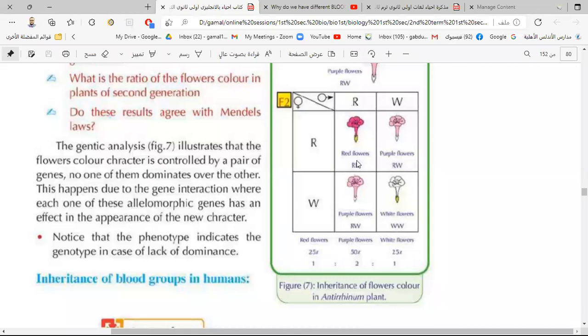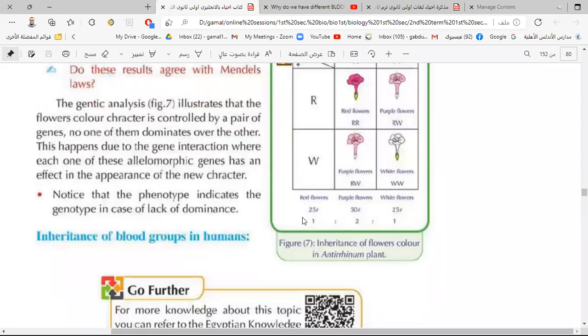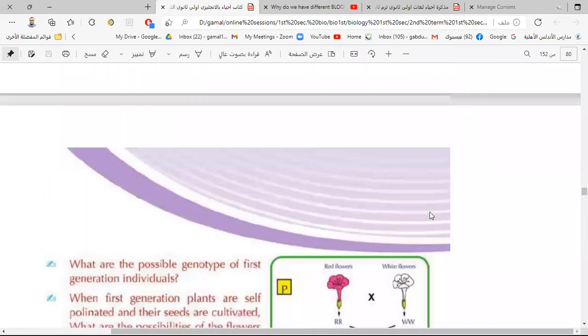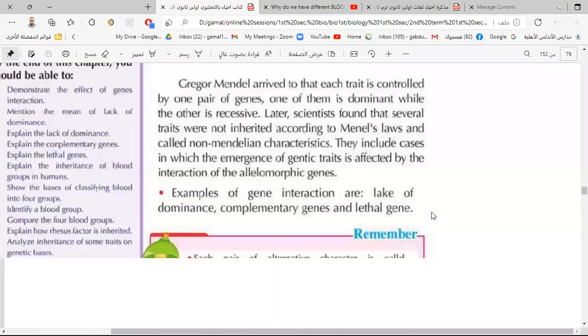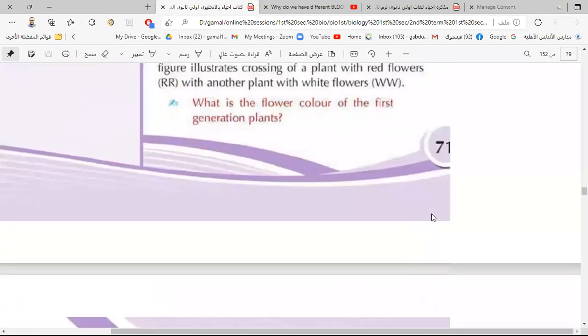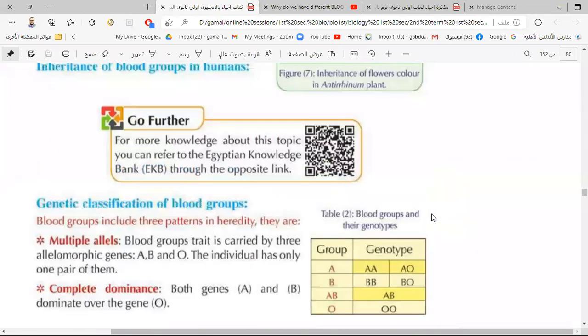The phenotype red has genotype R capital, R capital. The phenotype purple has genotype R capital, W capital. And the phenotype white has genotype W capital, W capital. So the percentage here is 1 to 2 to 1. This is called a lack of dominance. This is called the interaction of genes. This is called the non-Mendelian trait, non-Mendelian inheritance.